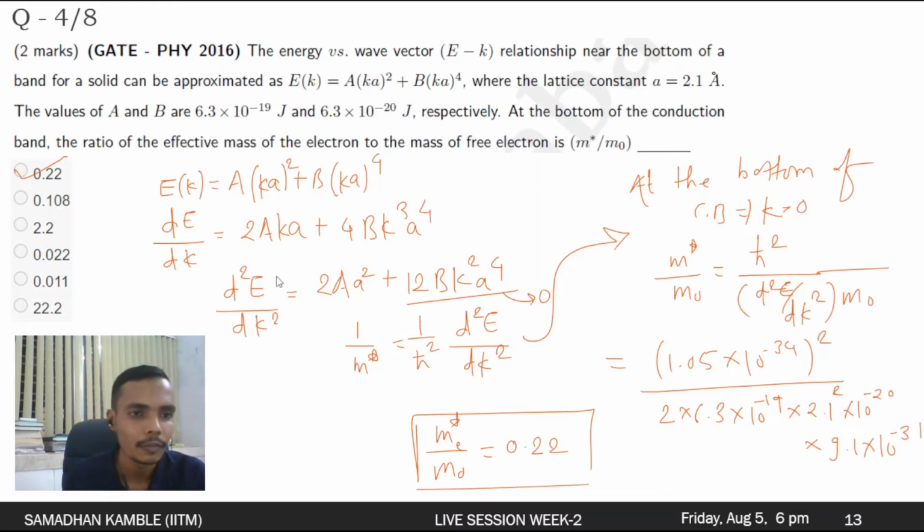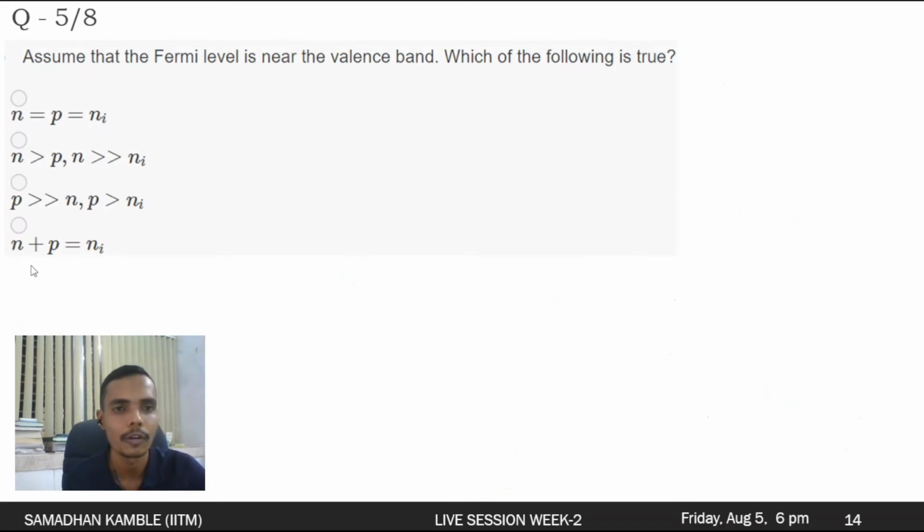Yes, sir. Okay, so let's move on to another small conceptual problem. It is quite an interesting question. It says: assume that the Fermi level is near the valence band, and which of the following is true. Four relations are shown here, and we are asked to show which is correct, given that the Fermi level is near the valence band. Can anyone guess what the relationship between these three parameters can be? I will explain it, but if you can tell the option, that would be great.